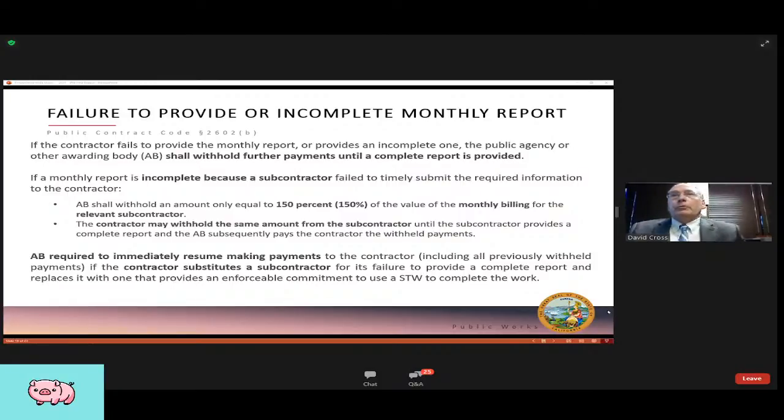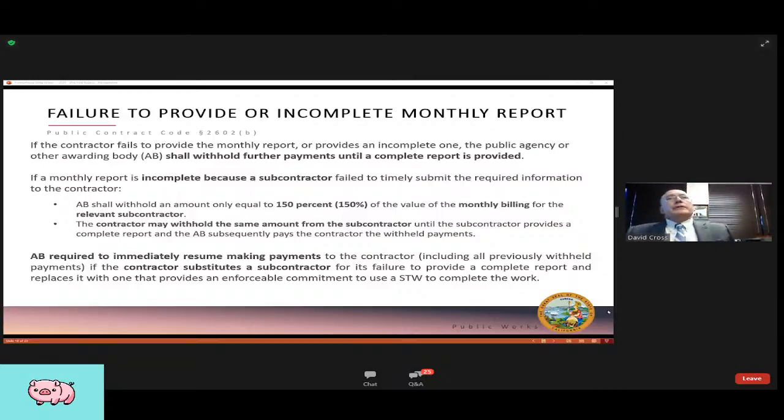We are developing a sample form. It has to get approved and also get put on our website. We're hoping that comes shortly, but until then, just make sure that in looking at the report, you awarding bodies can tell that there has been actual compliance. So if the contractor doesn't provide the report or provides an incomplete one, the public agency or awarding body shall withhold further payments until a complete report is provided. I've had awarding bodies ask me, well, we don't really want to do this for various reasons, but it's required, it shall. And I'll tell you, awarding bodies, when you withhold the payments, that really lights a fire under the contractor to get you the reports. Much more effective than just pestering them.